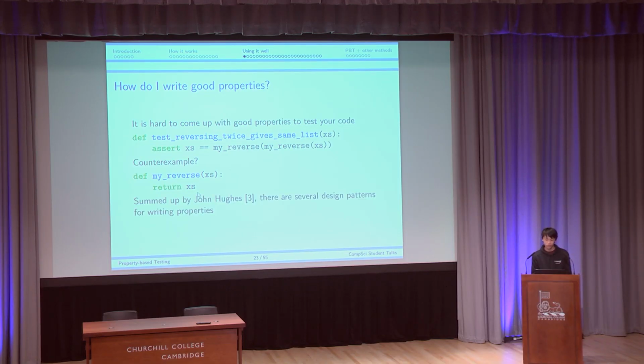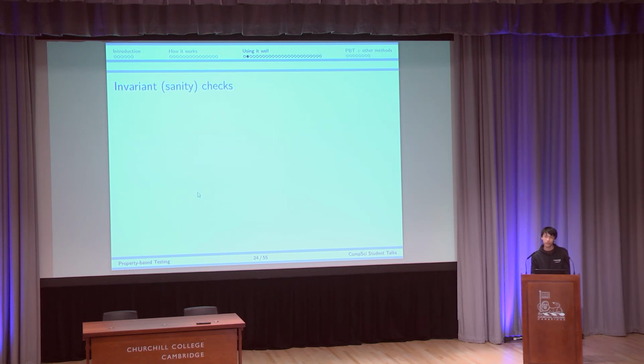As summed up by John Hughes, there are several design patterns for writing properties that we can use. The first type are invariant checks, or sanity checks. These commonly occur when you test data structures, in that you want to check that your data structure is well formed. Invariant checks are an easy entry-level check. They should basically never fail, because if they fail, your data structure is completely useless, since it can't even maintain its own invariants.